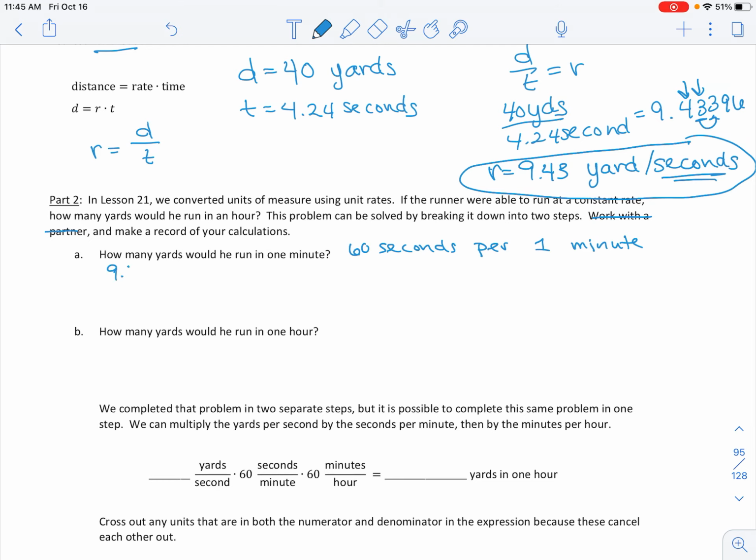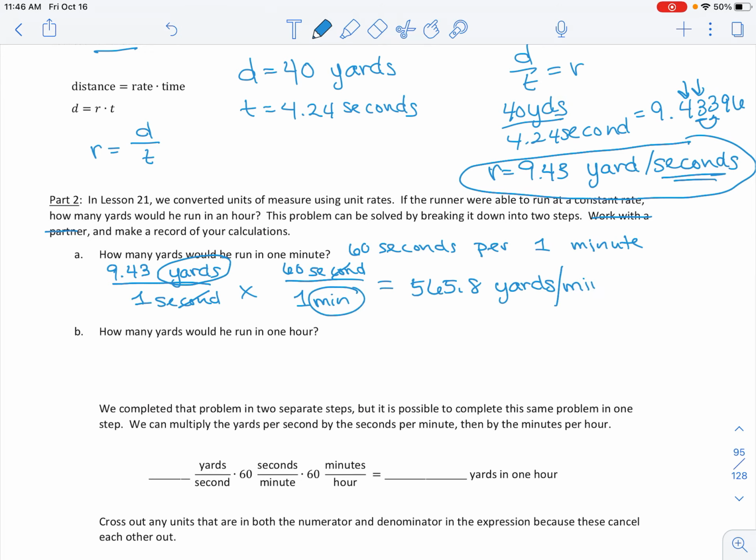So we can take his 9.43 yards per second, I'm sorry, and we can multiply that to convert. Remember last lesson we multiplied to convert 60 seconds for every 1 minute. So I'm just multiplying by my rate of conversion, which is 60 seconds per minute. And if you notice, my seconds units cancel because they're in the numerator and denominator. I get 9.43 times 60 in my numerator, which is 565.8. I get 1 times 1 in my denominator, so I don't need to write that. And then notice I'm left with units of yards in my numerator per minute in my denominator. So now we found how many yards per minute he runs.